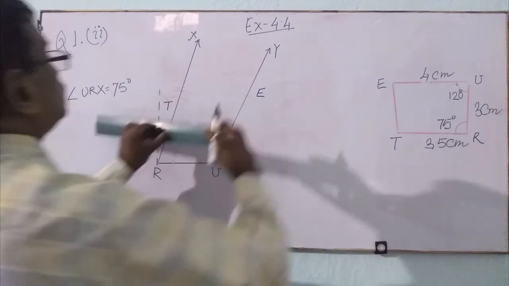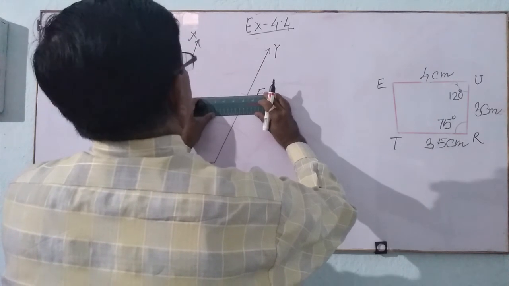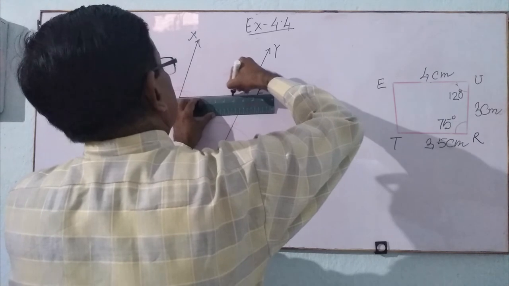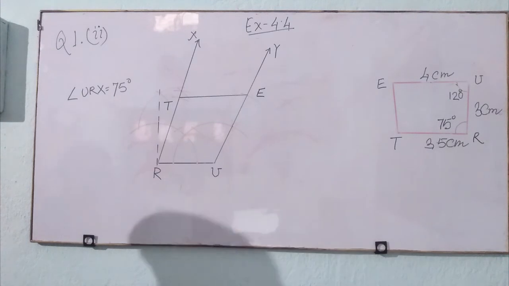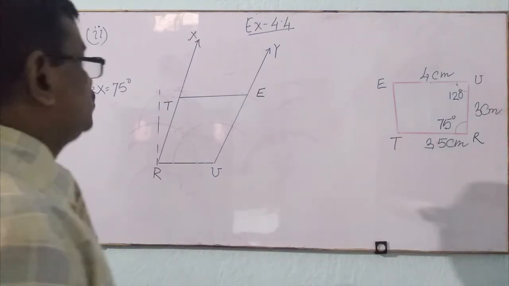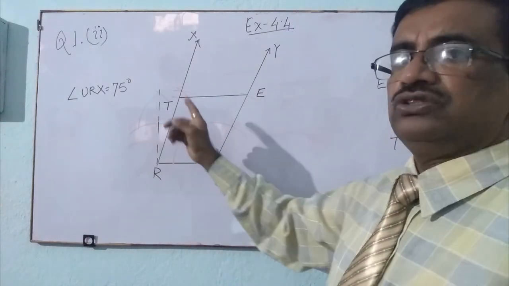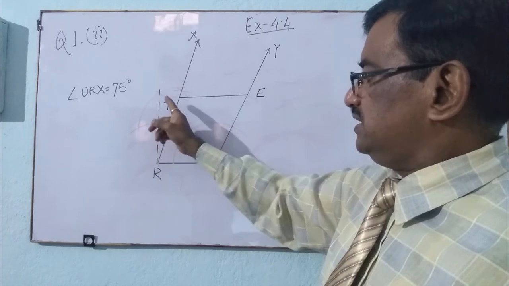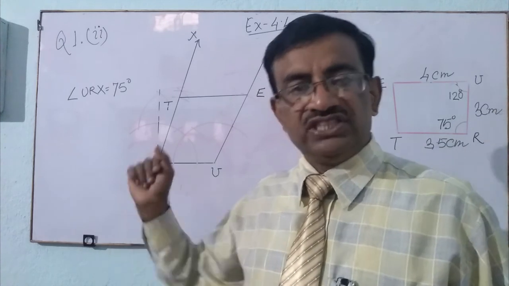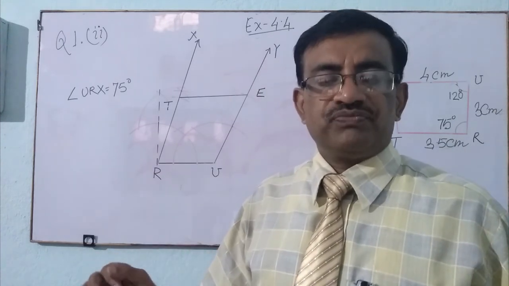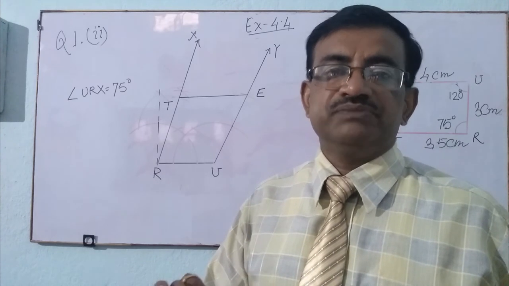Now join the point E to T. After joining ET, you have got the required quadrilateral TRUE. I think with this construction, your construction part of 75% becomes clear.